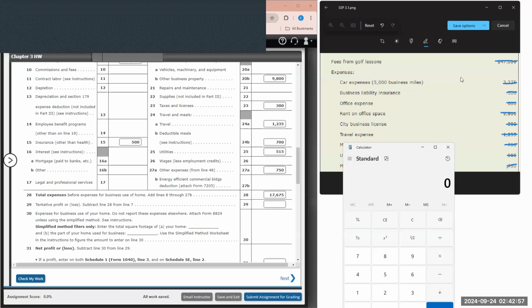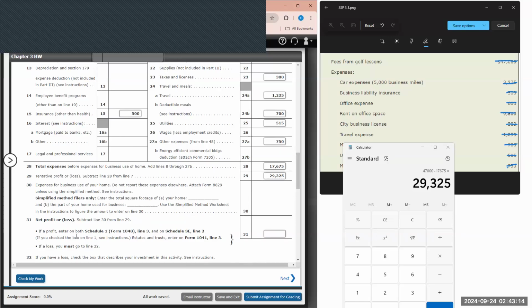So our tentative profit and loss. Our golf lessons total 47,000. And from there, we subtract our total expenses of $17,675. So our tentative profit, in this case, we don't have a loss, is $29,325. So if we scroll down, it's asking, what is our net profit or loss? We don't have to account for any home office expenses. So therefore, this 29,325 represents our total income.